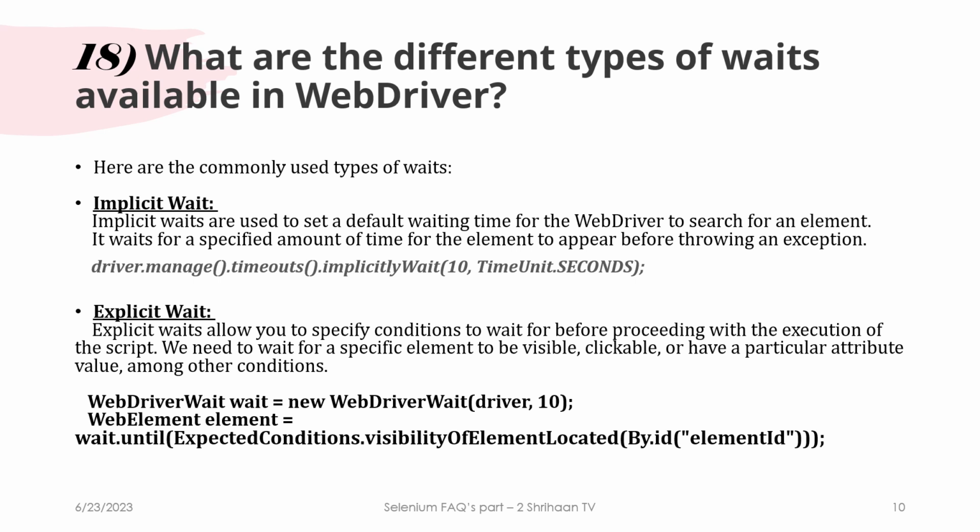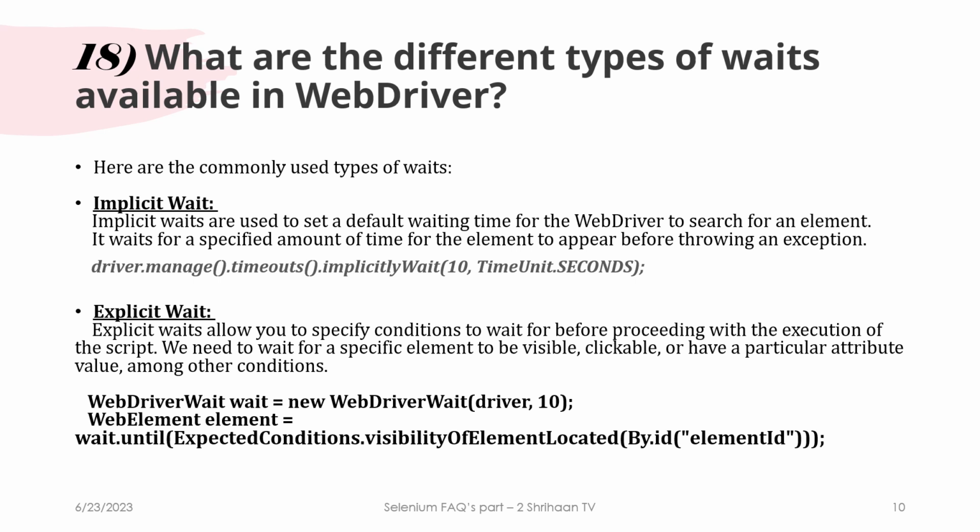Implicit waits are used to set a default waiting time for the WebDriver to search for an element. It waits for a specified amount of time for the element to appear before throwing an exception. So before throwing an exception, it will wait for some time. The syntax is like this: driver.manage().timeouts().implicitlyWait, and if it is 10 seconds, we will use 10 seconds for this.